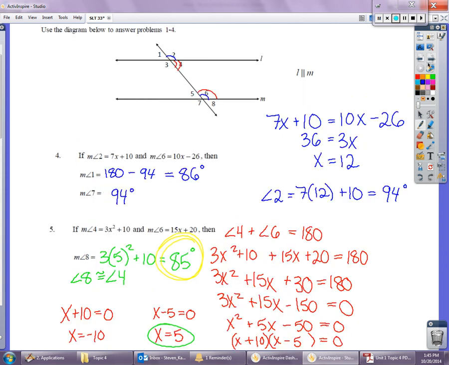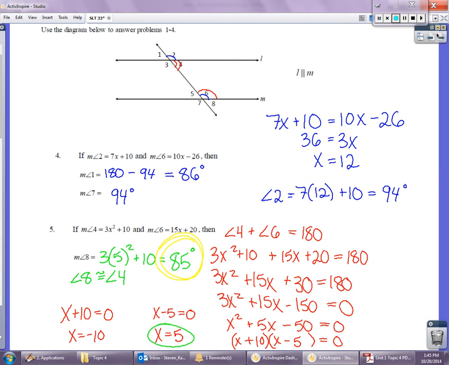Okay? The other ones are a little bit trickier. To get number 4, you get angle 2 and angle 6, and you should know that angle 2 and angle 6 are both corresponding. So right here, you can set them as equal. Solve to get x equals 12, and then plug it back in to get angle 2. And once you have angle 2, you can get 1 and 7, because 7 is the same as angle 2, which is 94 degrees. And angle 1 is supplementary to angle 2, which is 86 degrees.